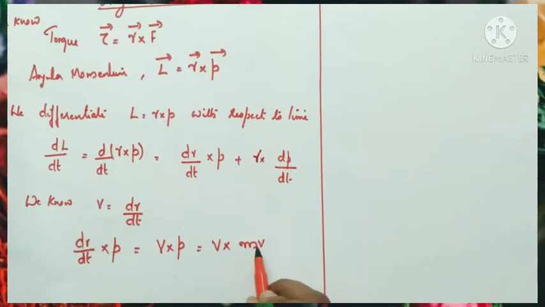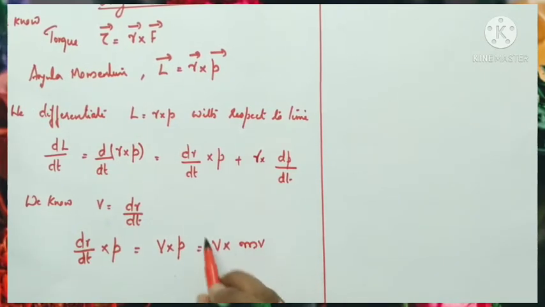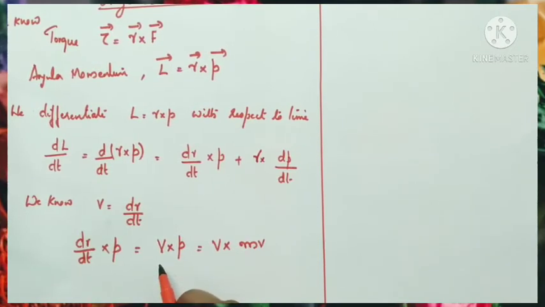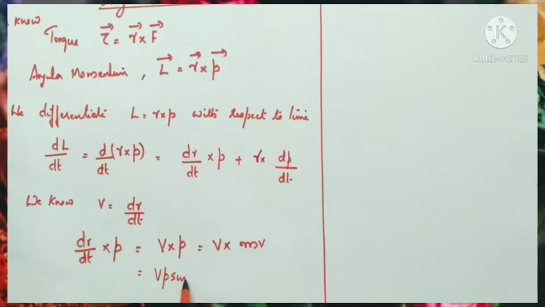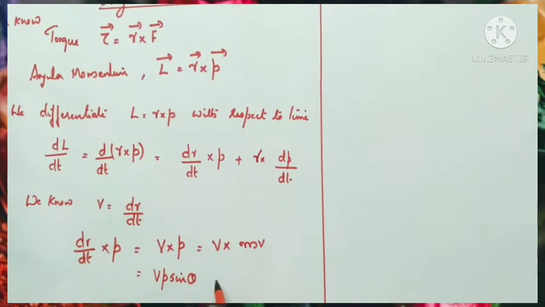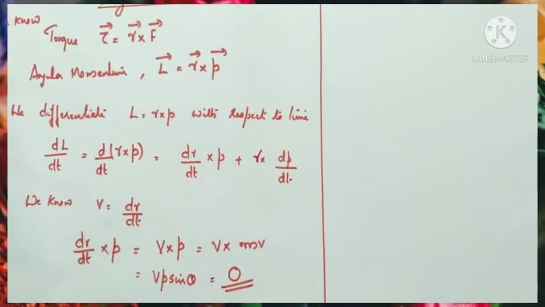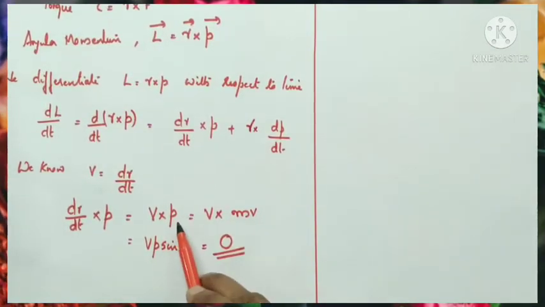Here the direction of velocity and momentum are in the same direction, isn't it? Velocity and momentum are in the same direction. So what is the angle between them? Theta is 0. So we know that v cross p can be written as, what is this v cross p? vp sin theta. Here velocity and momentum are along the same direction, and hence theta is equal to 0. Therefore what is this value? dr/dt cross p is 0, because velocity and momentum are parallel to each other.